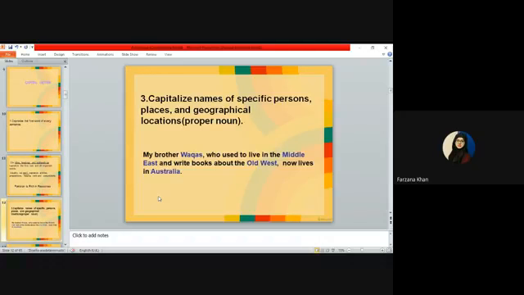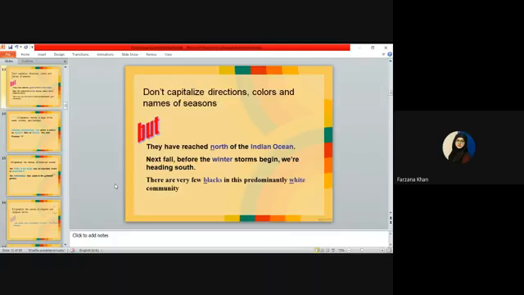So in this sentence, my brother Wakas, who used to live in Middle East and write books about the Old West, now lives in Australia. In this sentence, all the names of the geographical locations, the names of the places, and the name of the person have been capitalized. First letters have been capitalized. Well, it is the third rule of capitalization. Now move towards the other rule of capitalization.